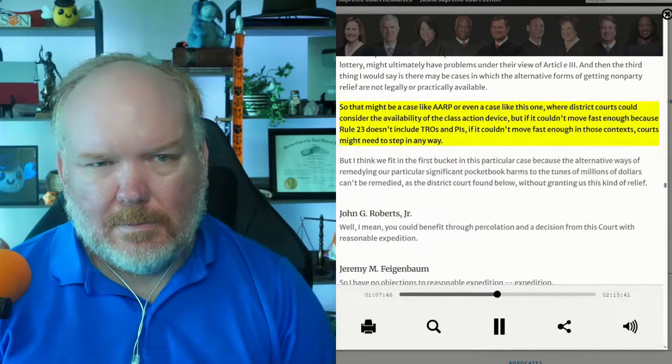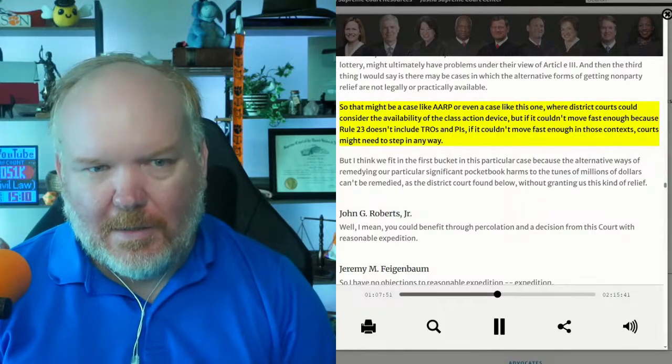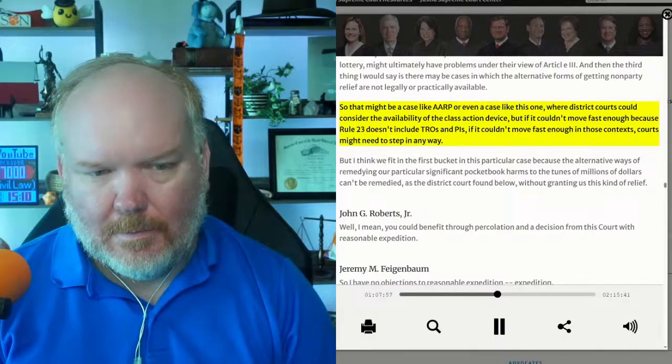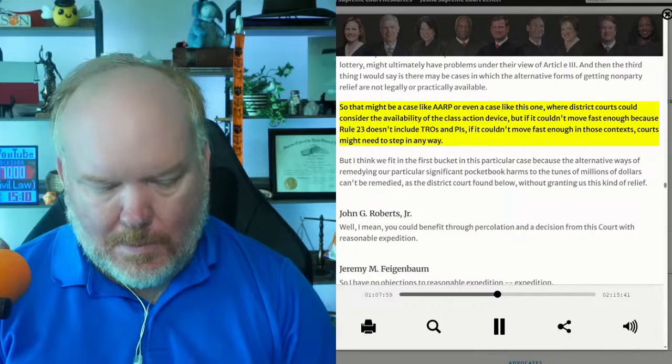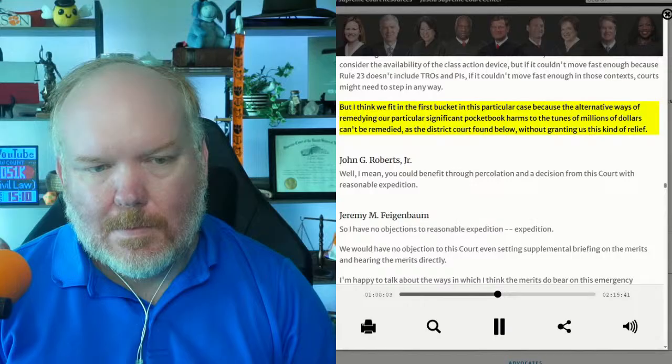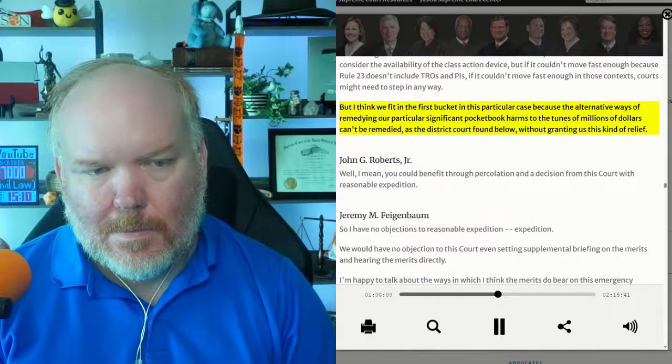So that might be a case like AARP or even a case like this one, where district courts could consider the availability of the class action device, but if it couldn't move fast enough because Rule 23 doesn't include TROs and PIs, if it couldn't move fast enough in those contexts, courts might need to step in anyway. But I think we fit in the first bucket in this particular case because the alternative ways of remedying our particular significant pocketbook harms to the tune of millions of dollars can't be remedied, as the district court found below, without granting us this kind of relief.